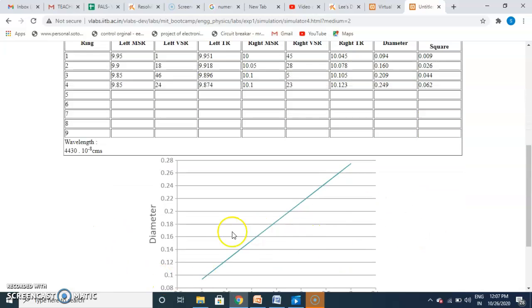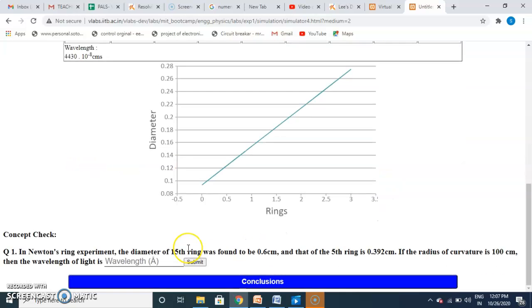See the graph. Okay, now see here the wavelength is calculated. The wavelength of the light by using this Newton's ring method is 4430 times 10 power minus 8 centimeter. Okay, so this is how we have to do the experiment.